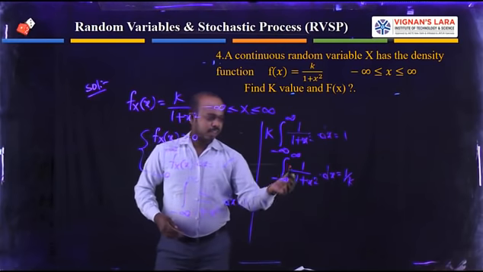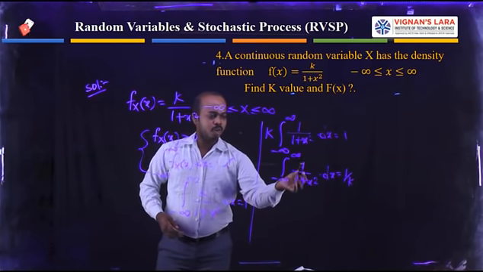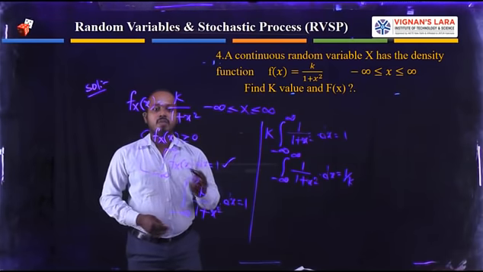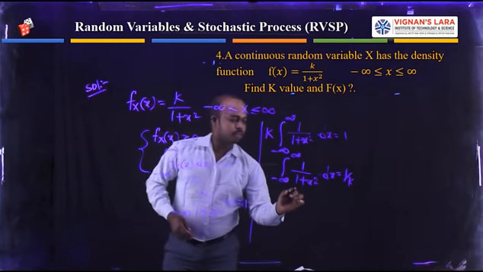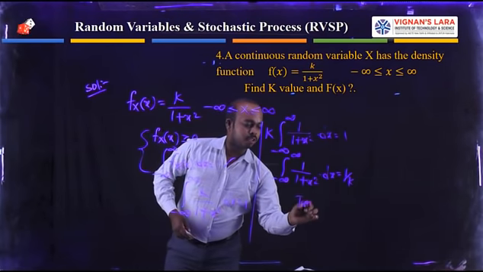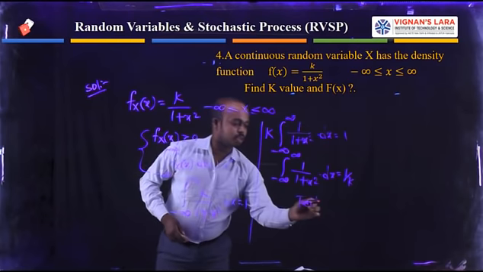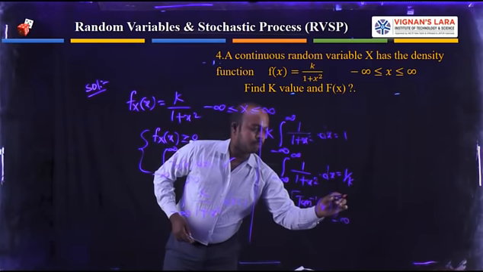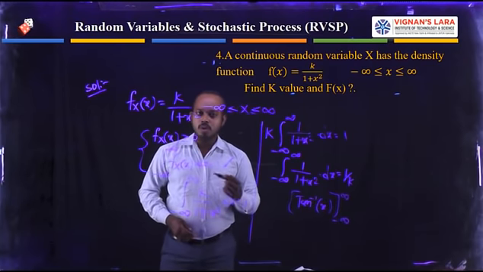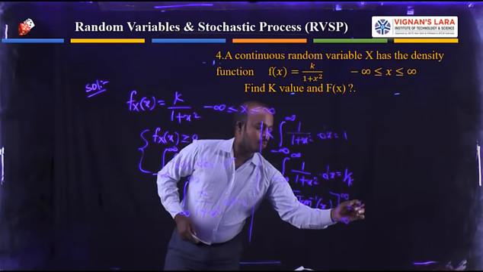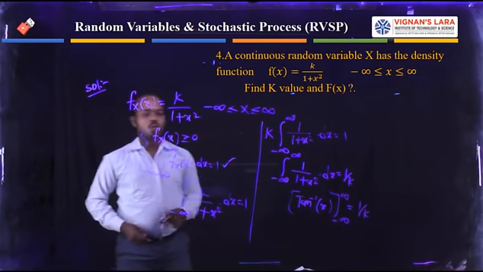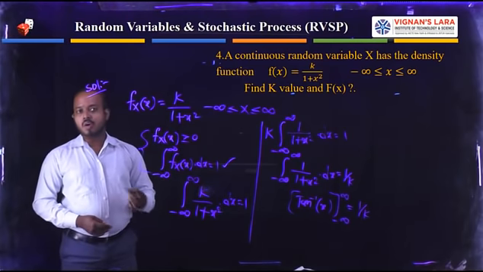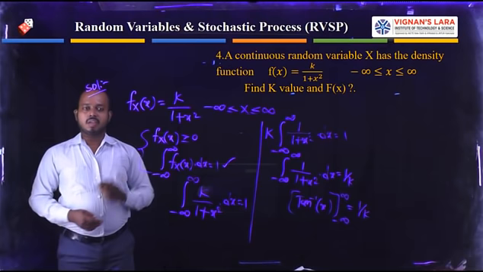Here we are taking the integration of 1 divided by 1 plus x square; the function is a tan inverse function. That's why I'm writing tan inverse of x, with limits from minus infinity to plus infinity, is equal to 1 divided by k. Now I am substituting the higher limit and lower limit. Then I can find the k value.